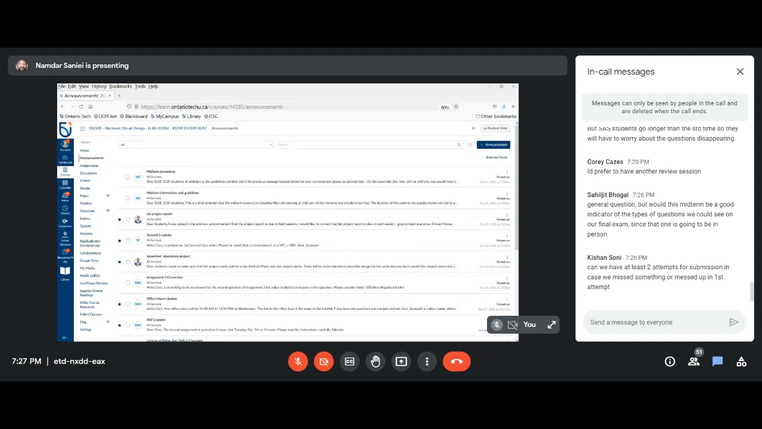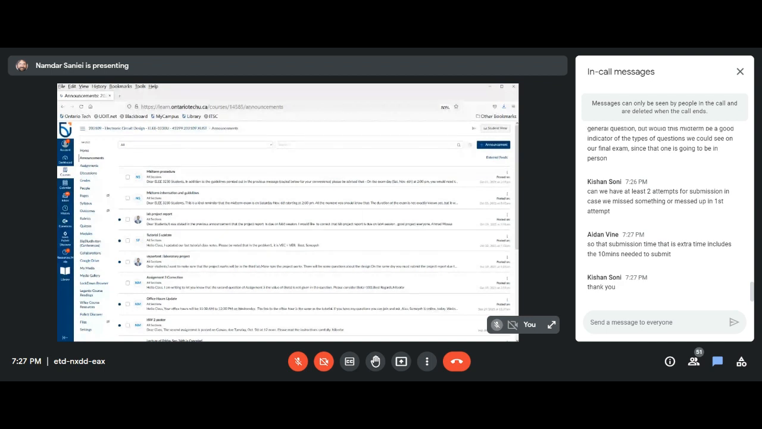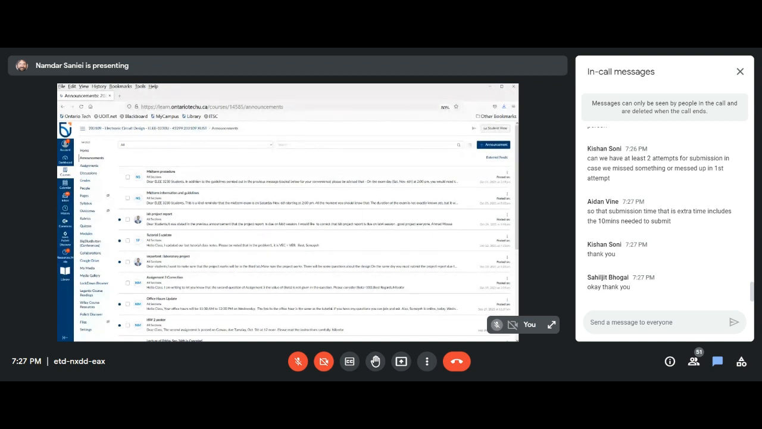And can we have at least 2 attempts for submission? Yes, definitely. I'll give you 2 attempts just in case you miss it once. Make sure you don't get an error message. If you get an error message, that's when you come to that emergency connection or Google Meet. And make sure it is in PDF. It won't be accepting anything else.